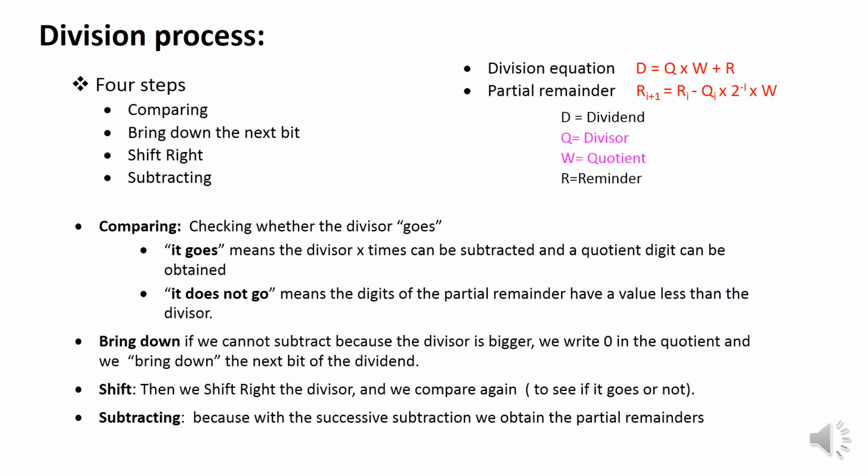In the bring down step, if we cannot subtract because the divisor is bigger, we write 0 in the quotient and we bring down the next bit of the dividend. In the shift step, we shift right the divisor and we compare again to see if it goes or not. And subtracting, because with the successive subtractions we obtain the partial remainders.